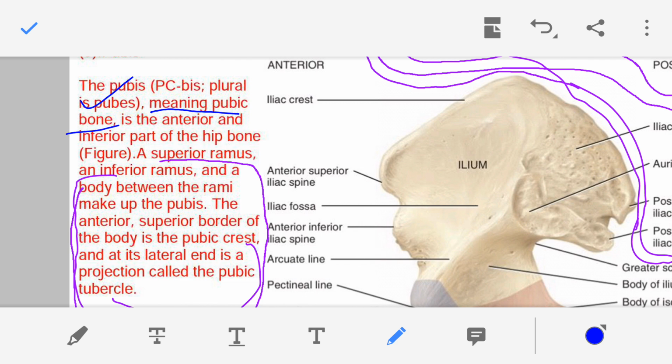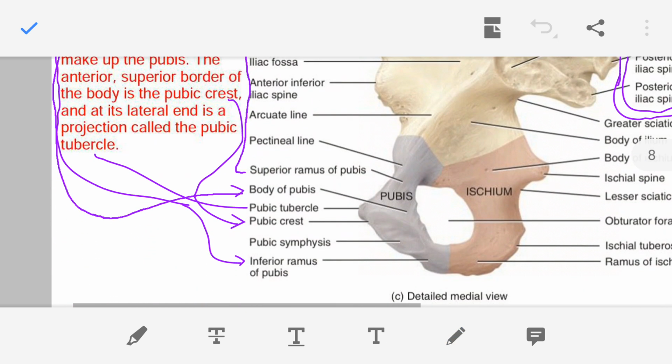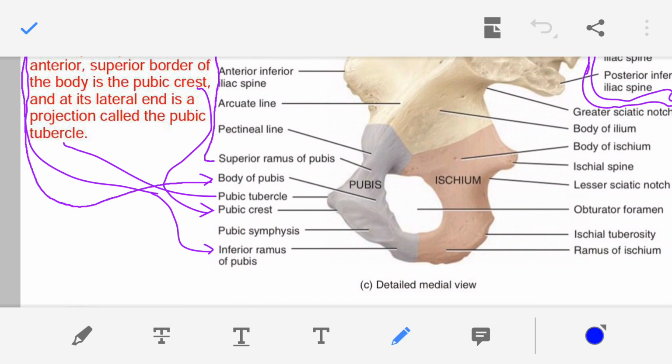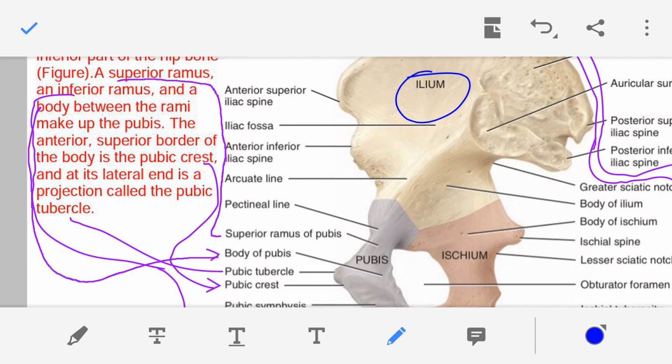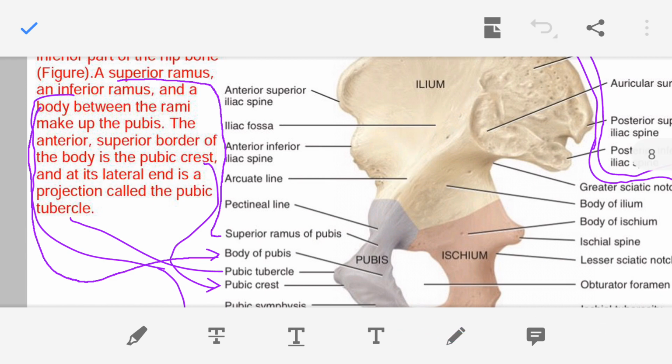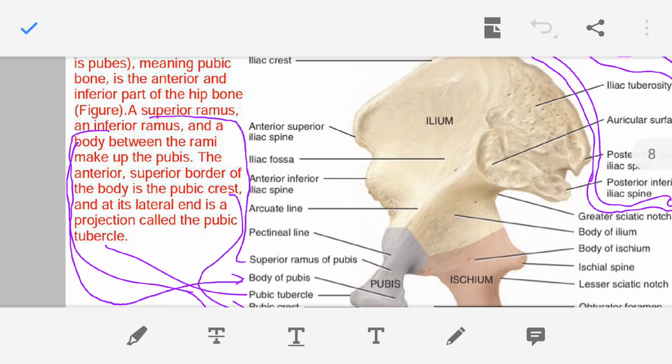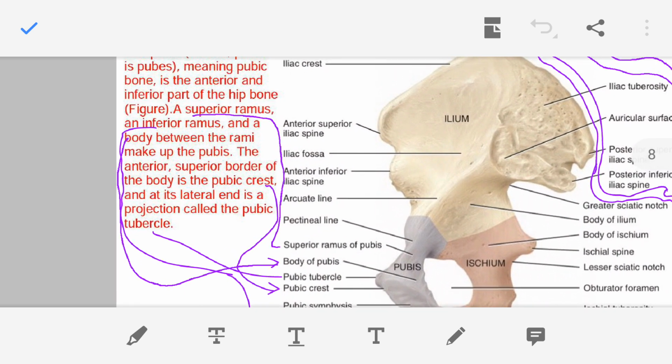It is the anterior and inferior part of the hip bone. So let's find out. Anterior and inferior. It is present just below the ilium. So we can say inferior to the ilium and anterior in the hip bone.